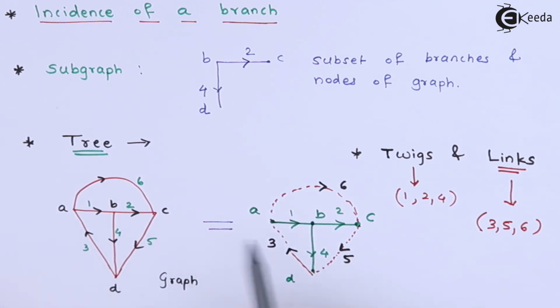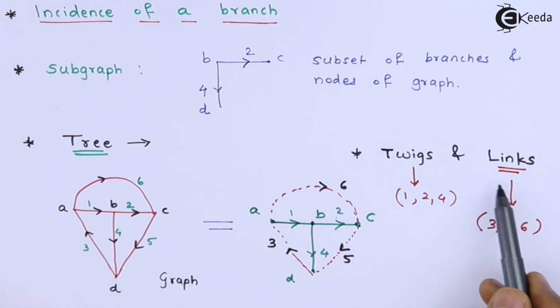So let us see it again. From a given graph, we can draw a tree. There can be many trees. The only rule is all the nodes must be there. They should be connected, but there should not be any loop. Here you can see there are many loops, but here there is no loop. If you see only the green colored lines, whichever I have drawn in green color, which are part of the tree, are twigs. So it is 1, 2, 4. Which is not a part of this tree is called a link, or links because there are multiple. They are 3, 5, 6.